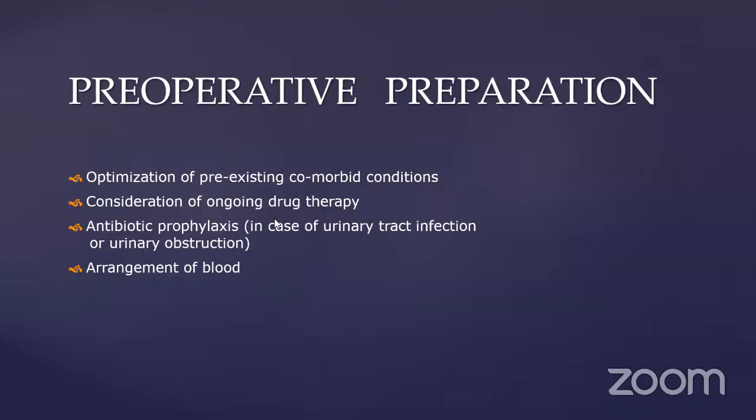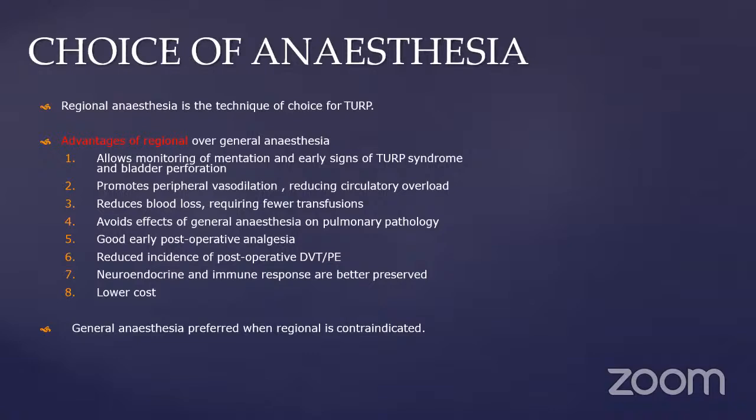Preoperative preparation: optimization of pre-existing comorbid conditions is important in these elderly people, along with consideration of ongoing drug therapy. Antibiotic prophylaxis in case of urinary tract infection or urinary obstruction, and arrangement of blood, if a requirement may be present. The choice of anesthesia.